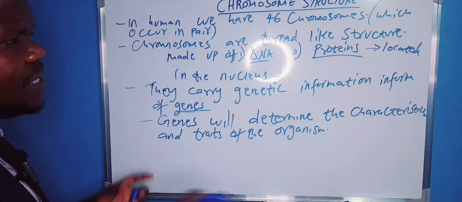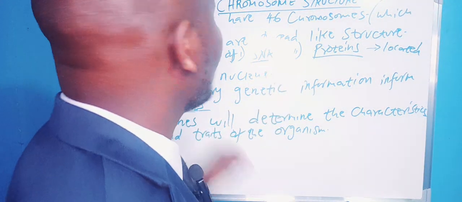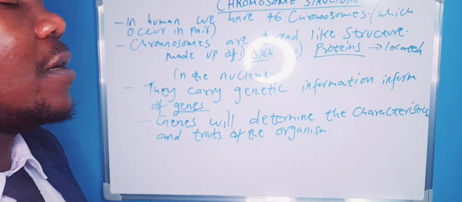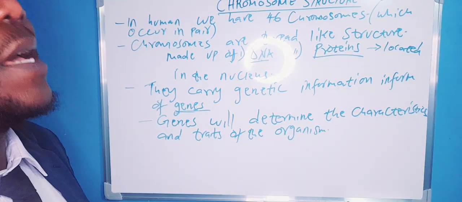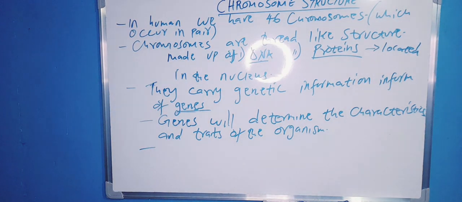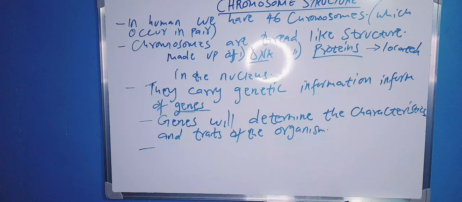Then we said these chromosomes are in pair, but in terms of the inheritance, one of them in the pair is inherited. So we are saying in terms of the inheritance, one of the two chromosomes in the pair is the one that will be inherited from each parent.